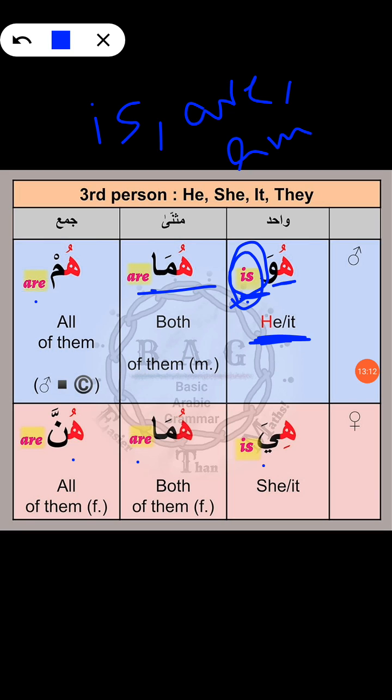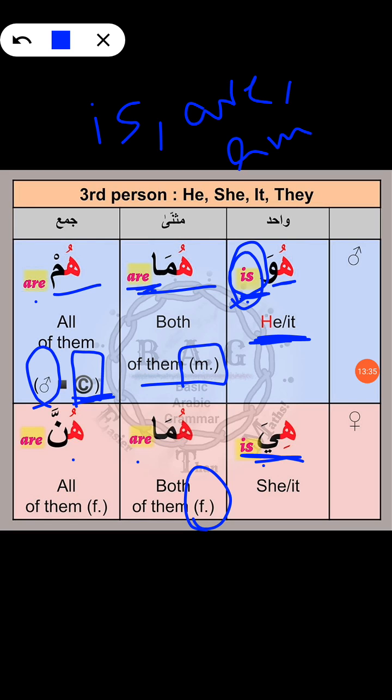Then next you have huma, both of them, masculine as well as feminine, and of course our auxiliary verb. Next we have hum, all of them, masculine or a collective noun. So men and women included, that would be your collective noun. Next we have hiya. Notice how all of them are beginning with ha. Hiya is she. Then we have huma once again, both of them feminine, and then hunna. Hunna is all of them feminine, and the appropriate auxiliary verb here is are or were. So huwa, huma, hum, hiya, huma, hunna.